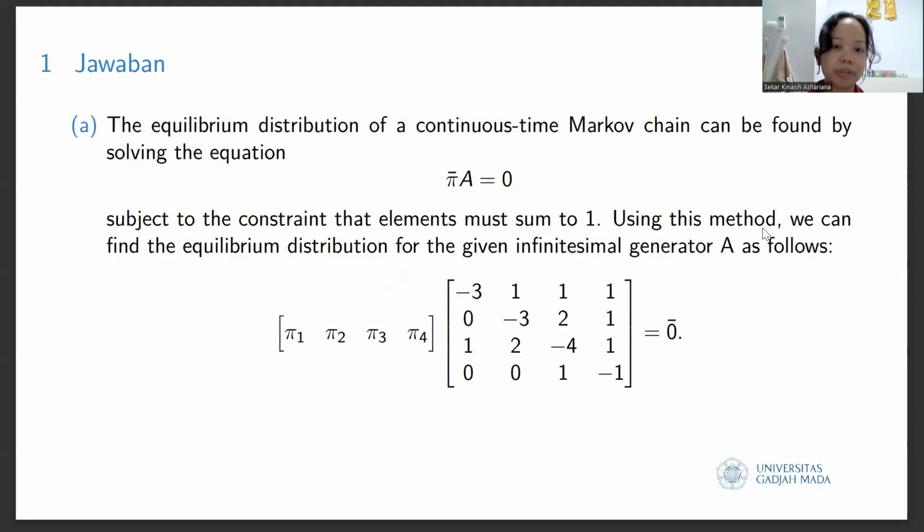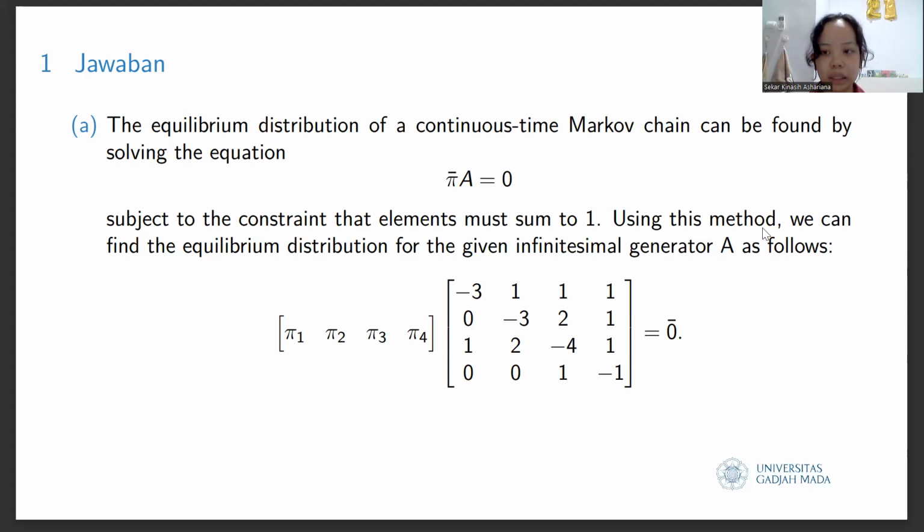Okay, so first off, we will find the equilibrium distribution. Note that the equilibrium distribution is a probability vector which no longer changes after the Markov chain reaches a certain amount of time. So no matter what the starting state is, the probability distribution will eventually be unchanged or stationary. For a continuous time Markov chain, the equilibrium distribution can be found by solving the equation pi bar times A equals 0, subject to the constraint that the elements must sum to 1. The elements meaning the things that are in pi bar.